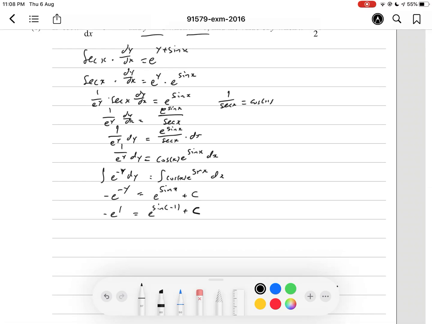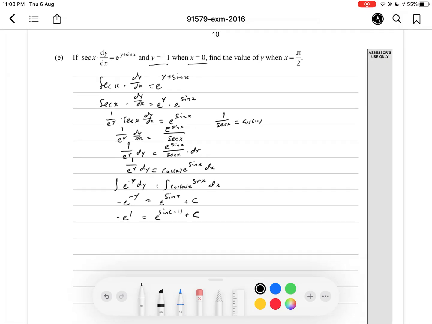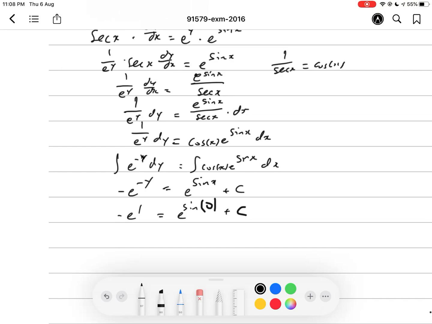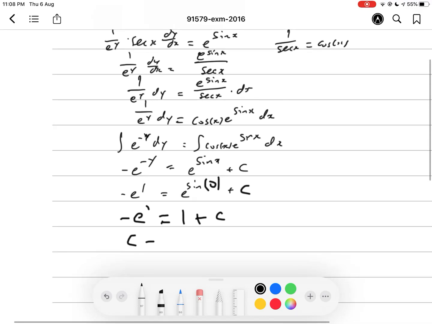Alright, so we plug that in. Oh, sorry, when x equals 0, I apologize. X is 0. So sine of 0. Sorry, my Apple Pen is just broken, so I don't know what's going on. Apologize for the messy writing, but sine of 0 gives us 0. So this actually gives us negative e to the power of 1 equals e to the power of 0, which is just 1, plus c. So therefore, we get c equals negative e to the power of 1 minus 1.